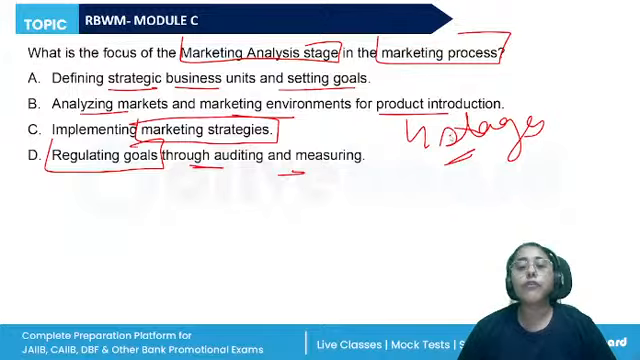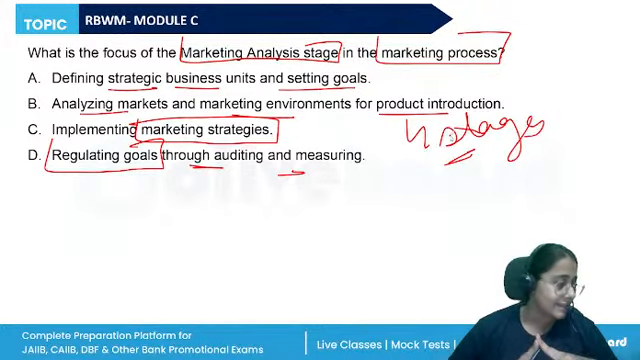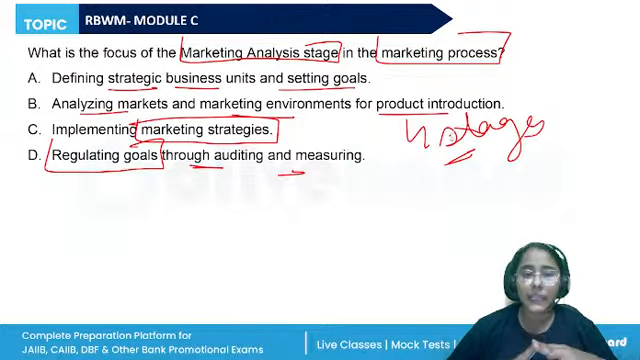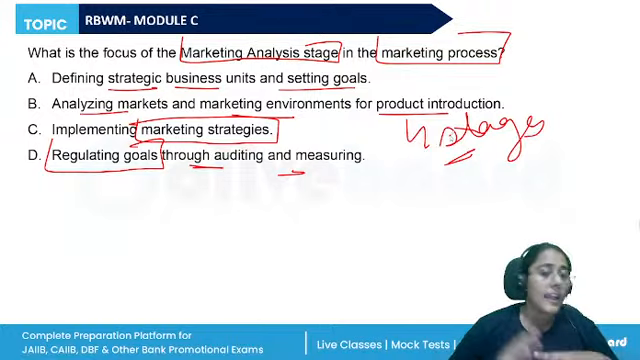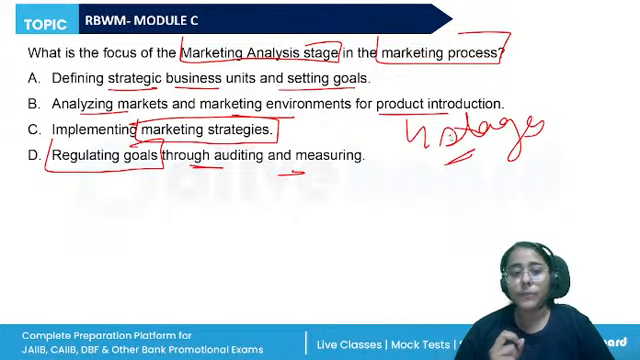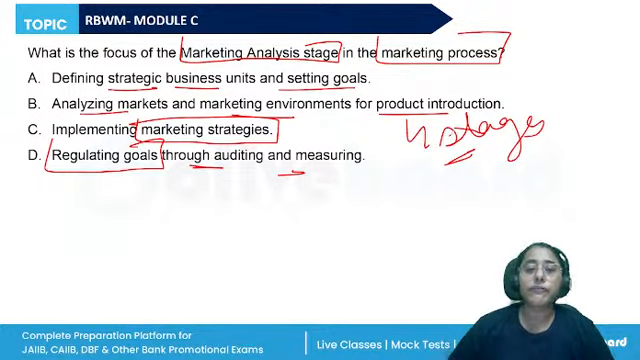Right? So there are four stages. The first stage, when we start with the marketing, is marketing analysis. Second is the marketing planning. Third is marketing implementation. And fourth is marketing control. The question has asked you, what is the focus in the marketing analysis stage?